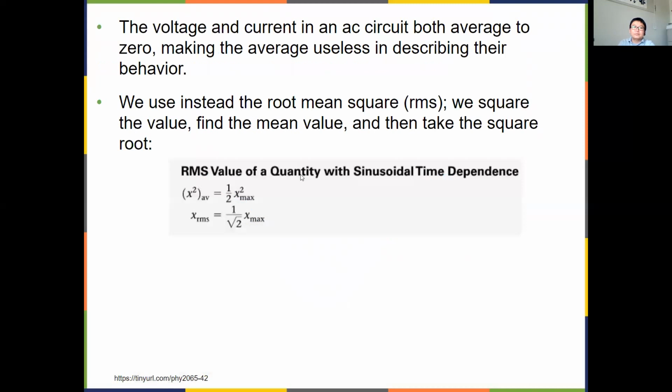Because we are using a sine or cosine function for the AC voltage and current, if you take the average of them, it will be 0. So the root mean square quantity is more useful here to describe the power consumed by the elements. The root mean square quantity is equal to 1 over square root of 2 times the maximum value, if you have a sine or cosine function.